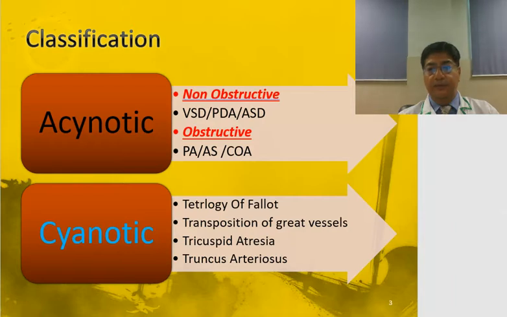I told you last time there are dozens of issues, but the major chunk, which accounts for 80% of cases, is six acyanotic heart issues: ventricular septal defect, patent ductus arteriosus, atrial septal defect, and, among the obstructive issues, pulmonary stenosis, aortic stenosis, and coarctation of aorta. In cyanotic heart diseases there are many complex heart problems, but tetralogy of Fallot and transposition of great arteries are the most common presentations.